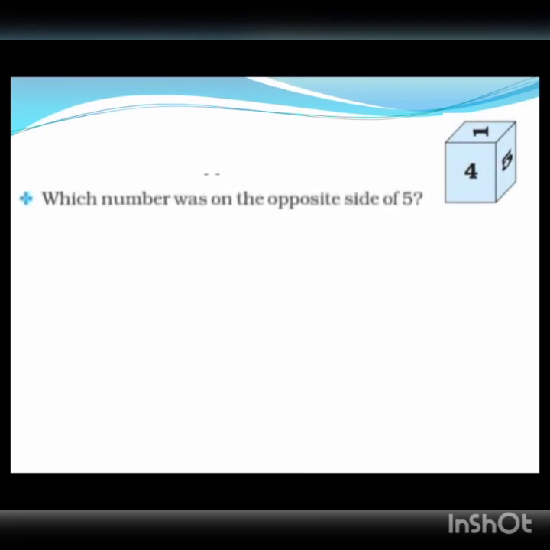Now we have some questions related to this box. The first question, which number was on the opposite side of 5? We know the numbers on the opposite faces or sides of the dice add up to 7. So in order to find out the second number, we have to subtract the given number from 7. So second number will be 7 minus 5. That means number 2.